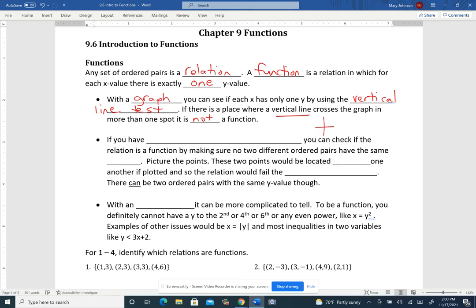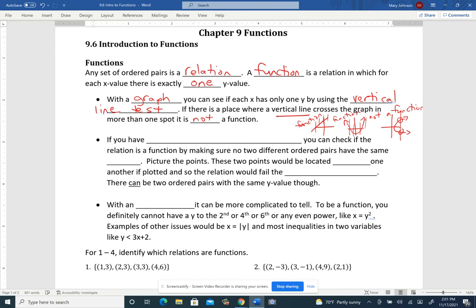So let me show you. Like if you had this relation of two variables, a vertical line would only cross it in one spot. It is a function. Okay, if you had something that looked like, say, this, a vertical line would cross the graph in no more than one spot. So that is a function. But if you had that parabola turned over, a vertical line would hit the graph in two spots. That's what would make it not a function. So that's the vertical line test. If a vertical line hits the graph in more than one spot, then it's not a function.